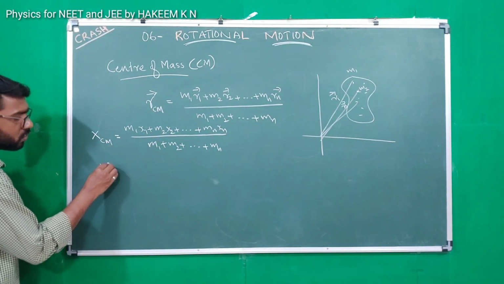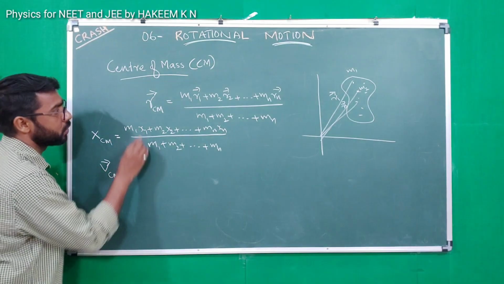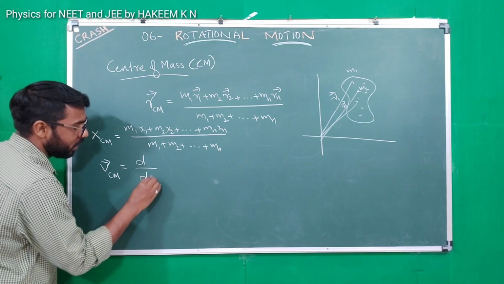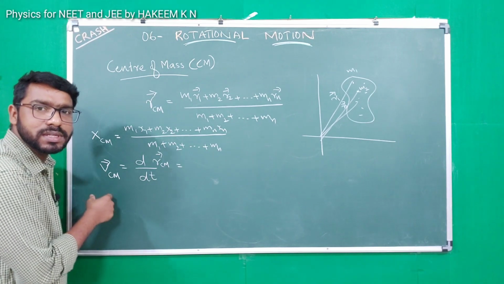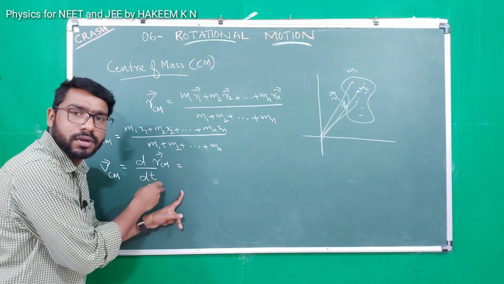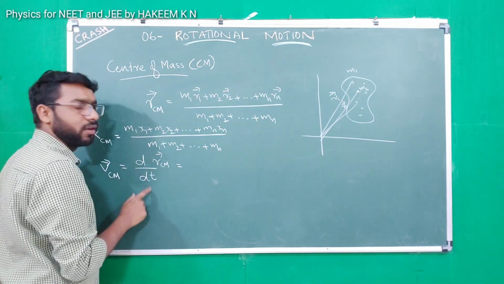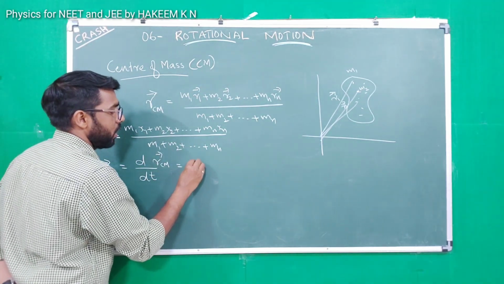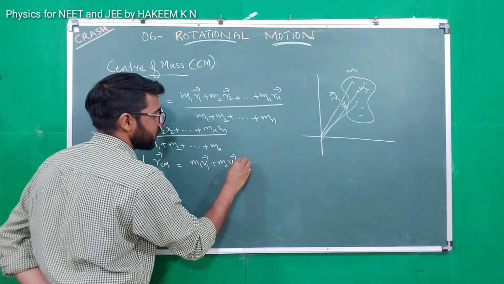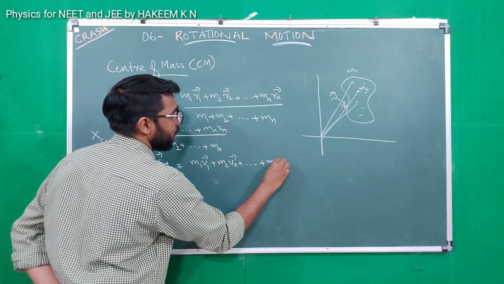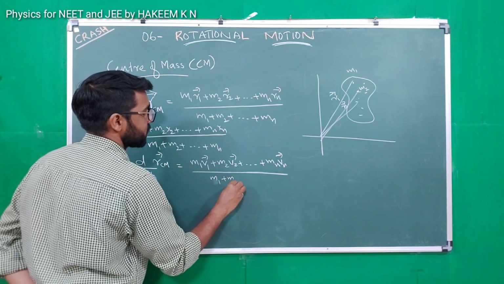Then what will be the equation of velocity of center of mass? It can be calculated using d by dt of rcm, because velocity is rate of change of position. So we apply d by dt of rcm, and we get m1v1 plus m2v2 plus etc. plus mnvn divided by m1 plus m2 plus etc. plus mn.